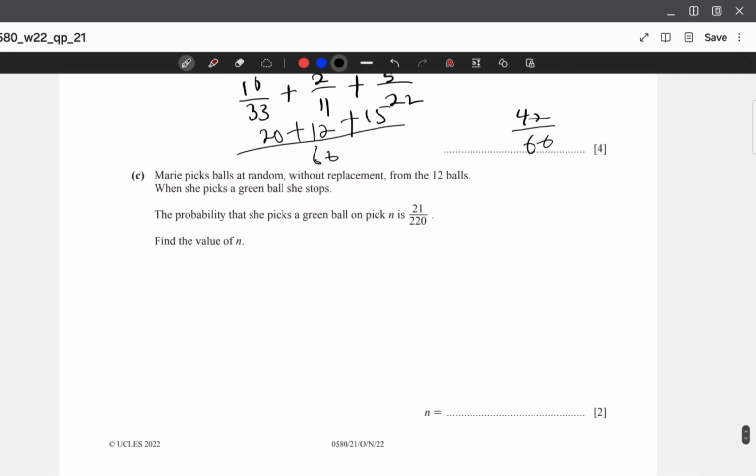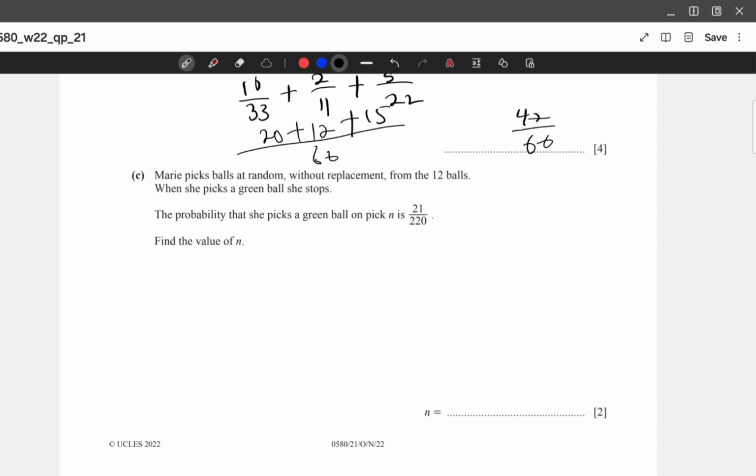They say that Mary picks balls at random without replacement from the 12 balls, right? When she picks a green ball, she stops. So she picked balls at random from the 12 balls, but when she picks a green, she stops. So the probability that she picks a green ball at a pick n is 21 over 220. So we find the number of the n pick, right?